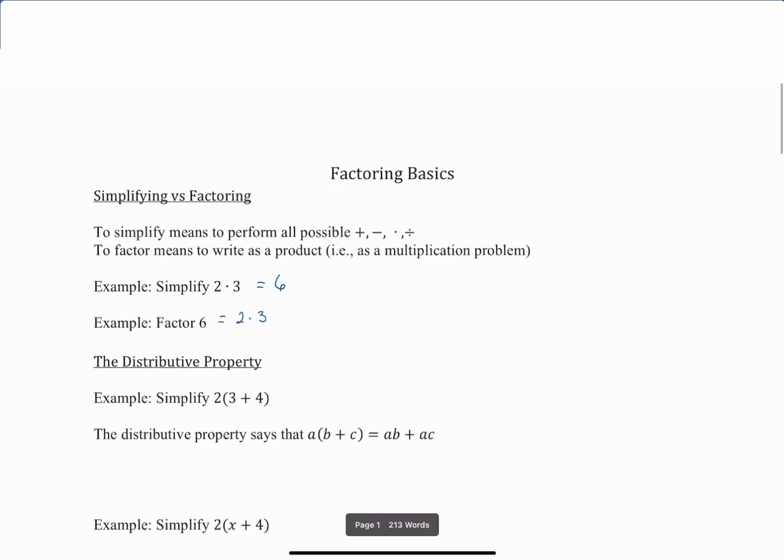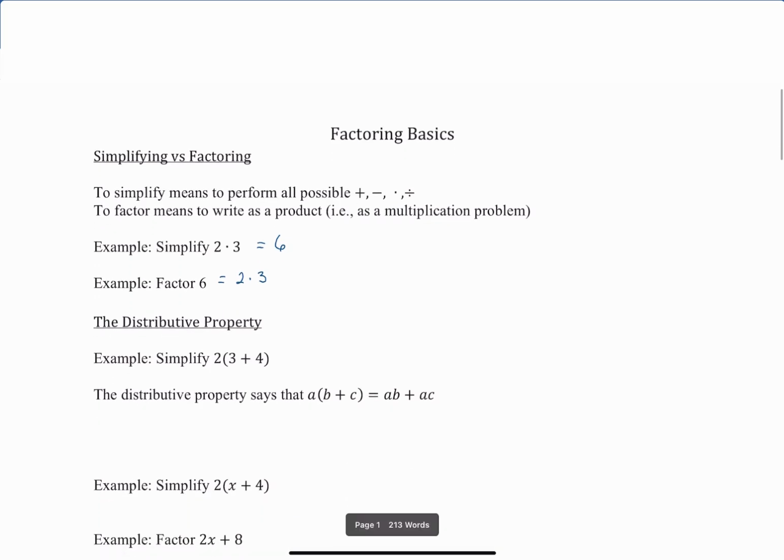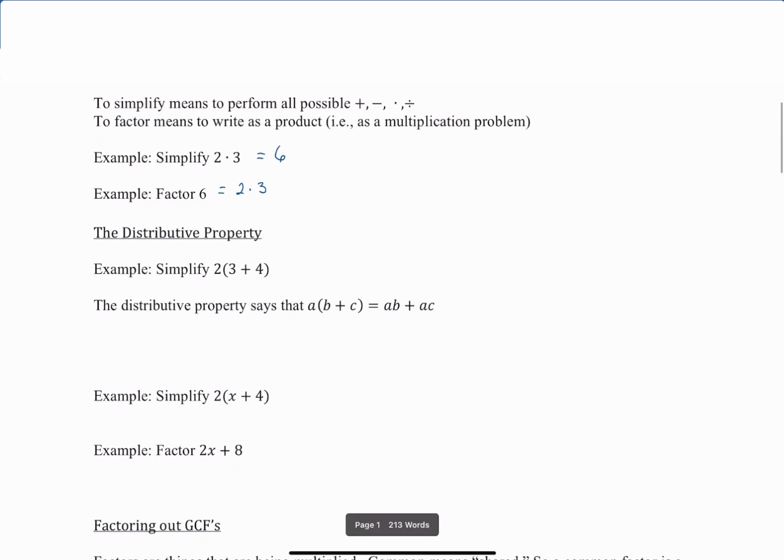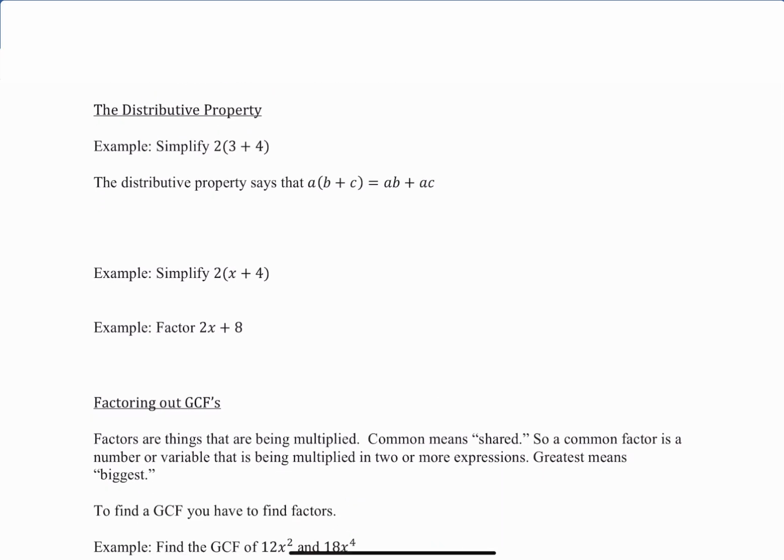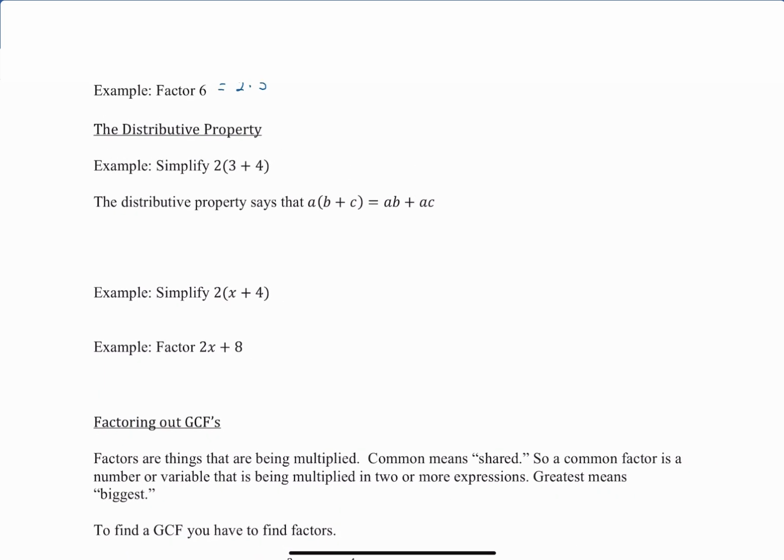Now, to help us in our factoring journey, we're going to need something called the distributive property. When you're first introduced to the distributive property, it's introduced as a way of multiplying. Let me give you an example. Suppose a problem says simplify 2 times (3 plus 4). Inside the parentheses, 3 plus 4 is 7.